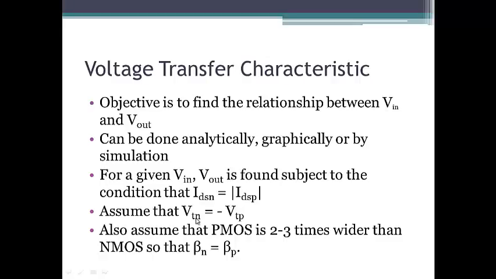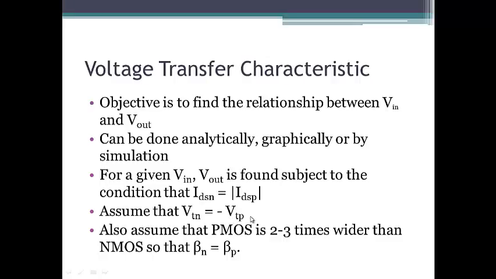Now assume that VTN is equal to VTP in magnitude, that is, the threshold voltage of the NMOS transistor is equal in magnitude to that of the PMOS. So if for the NMOS transistor I have 0.5 as the threshold voltage, for the PMOS transistor it will be minus 0.5.